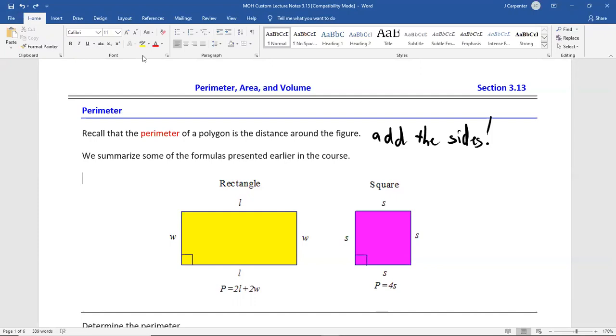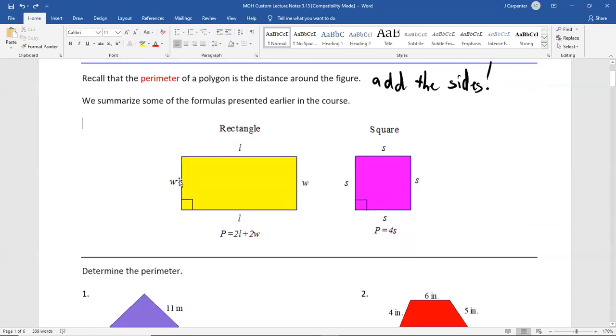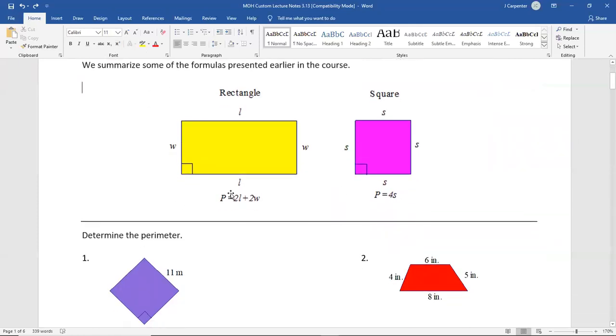Or if all of your sides are the same, so if this side was 10, 10 plus 10 plus 10 plus 10 is the same thing as just doing 4 times 10. So for a square, you can say the perimeter is 4 times whatever that side, length, width, whatever you want to call it is. So again, these are formulas you can use, but you don't have to.